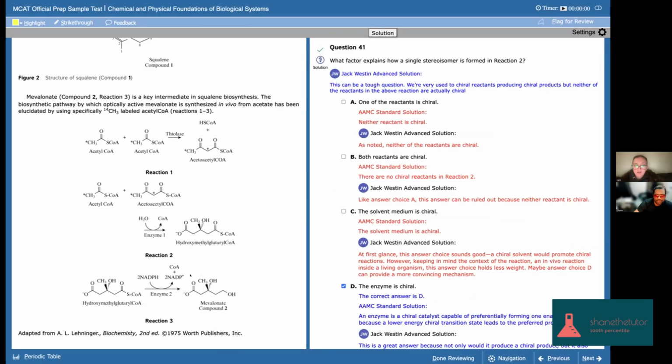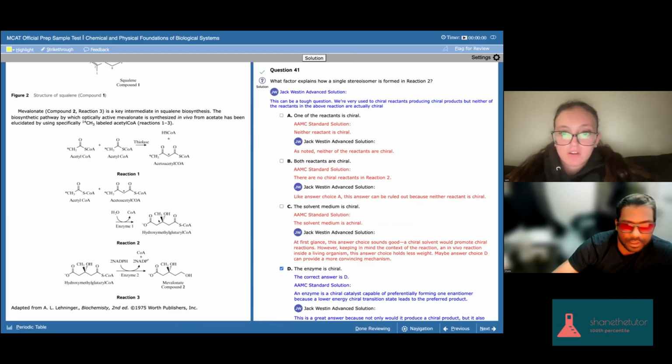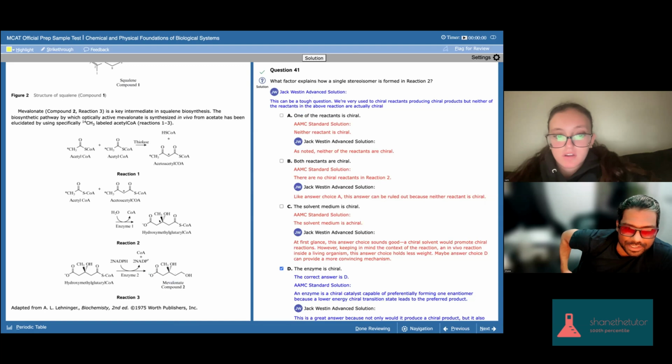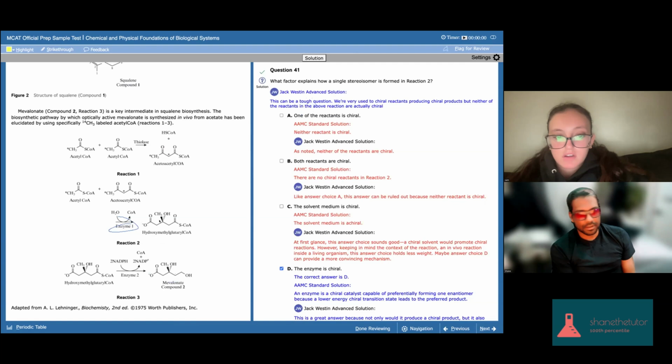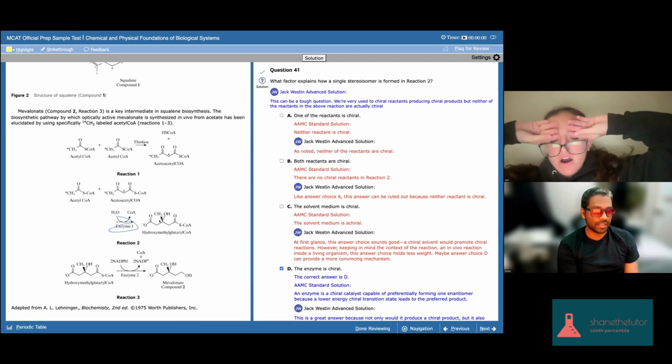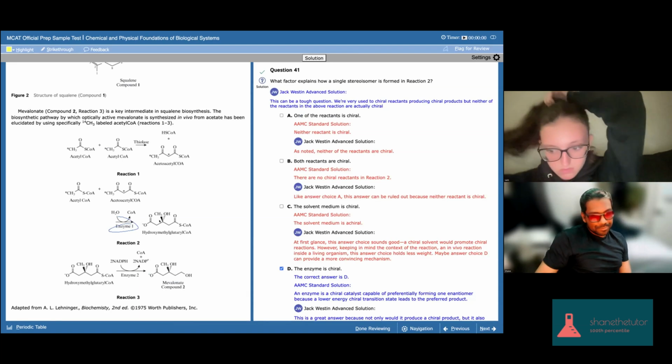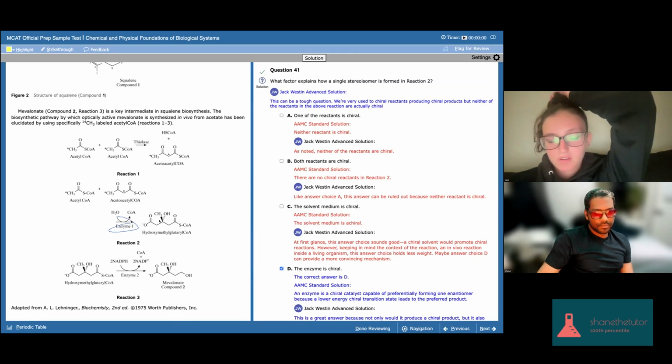A single isomer is formed in reaction 2. I guess the enzyme is the thing that is doing the work here, and enzymes are stereospecific. That would explain why a single enantiomer stereoisomer formed, because the enzyme is specific to a specific type of chiral thing. All right, perfect.